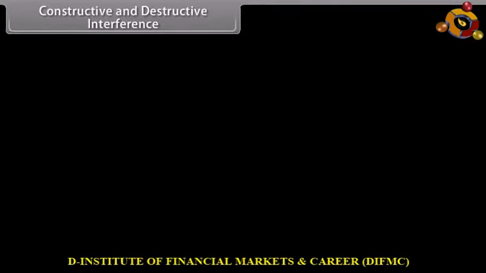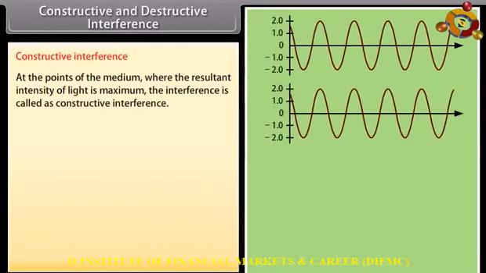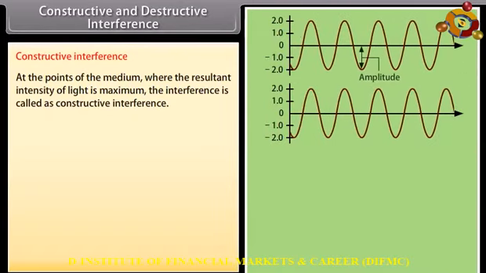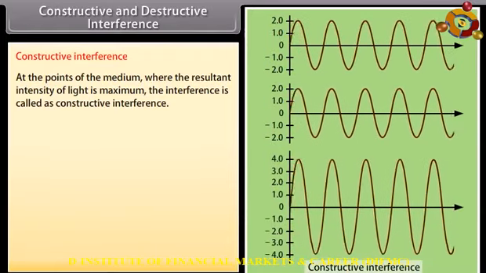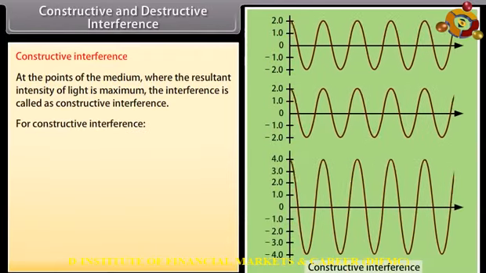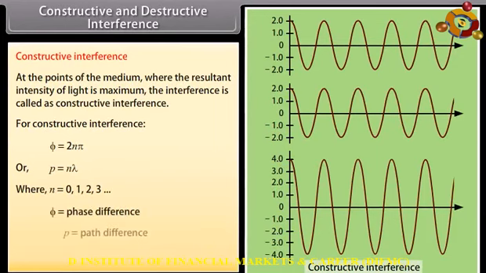Constructive and destructive interference. Constructive interference. At the points of the medium where the resultant intensity of light is maximum, the interference is called constructive interference. For constructive interference, phi is equal to 2n pi or p is equal to n lambda, where n is equal to 0, 1, 2, 3 and so on. Phi is the phase difference, p is the path difference, and lambda is the wavelength of light.